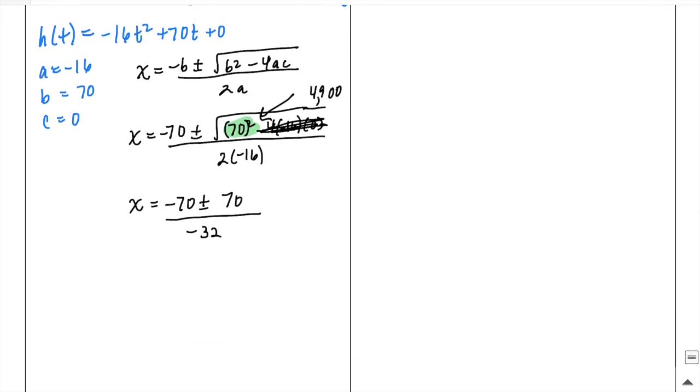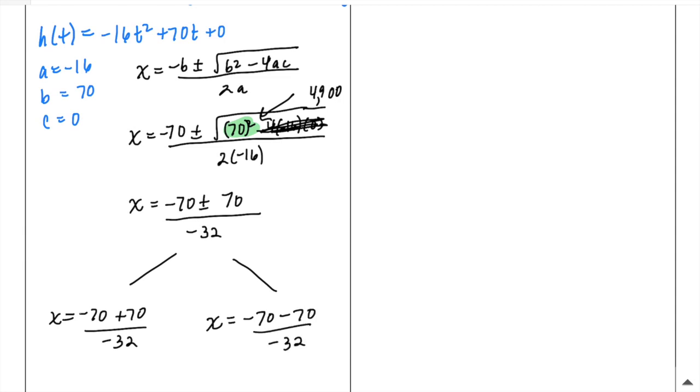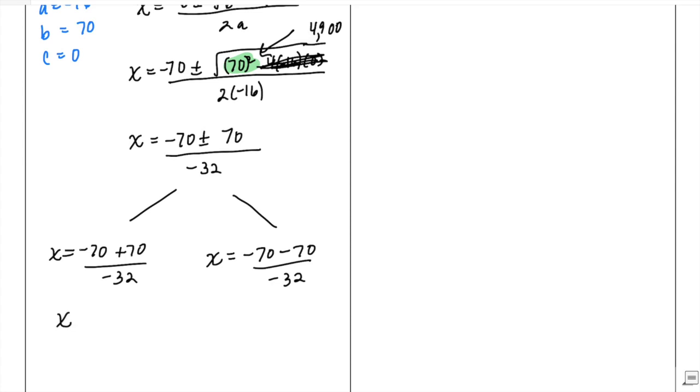So we know when we get to this point, and if you struggle with this part, just reference back to the video on the quadratic formula. We split up into two different equations, right? So I have x is equal to negative 70 plus 70 over negative 32. And I have x is equal to negative 70 minus 70 over negative 32. Okay, let's simplify this. So my first one, negative 70 plus 70 goes away. That's going to be 0 over negative 32, which is just 0. And negative 70 minus 70 is negative 140 over negative 32.